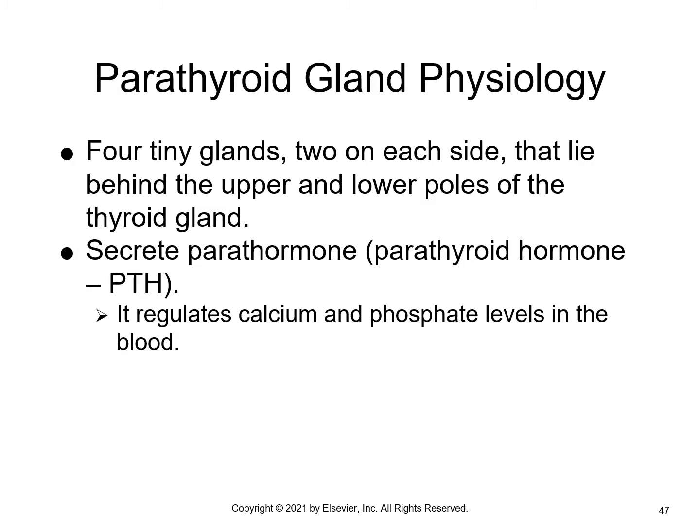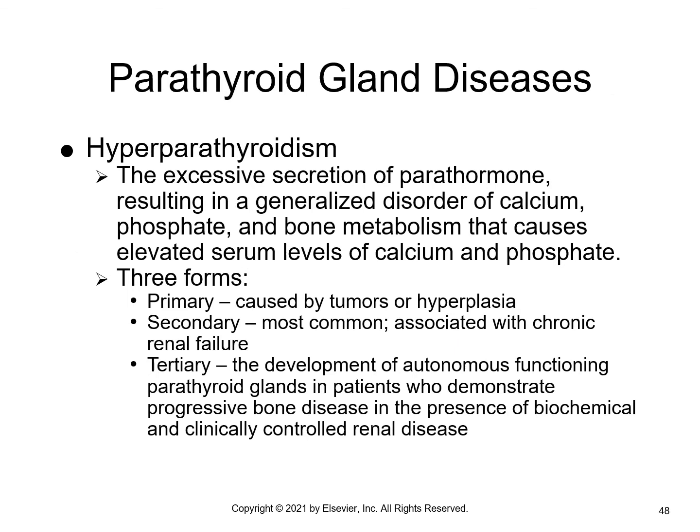So parathyroid gland physiology, like I mentioned, there's four tiny glands, two on each side that lie behind the upper and lower poles of the thyroid gland. They're going to secrete the hormone parathyroid hormone, or PTH. That PTH, like I said, regulates calcium and phosphate levels in the blood. We know how important those are. Now, hyperparathyroidism is when there's an excessive secretion of the PTH, causing excessive calcium and phosphate in the blood system.